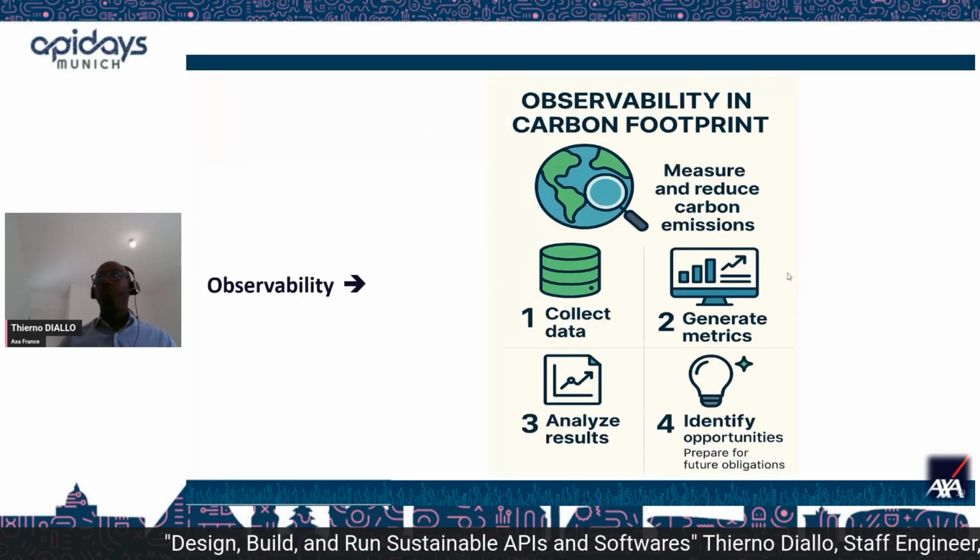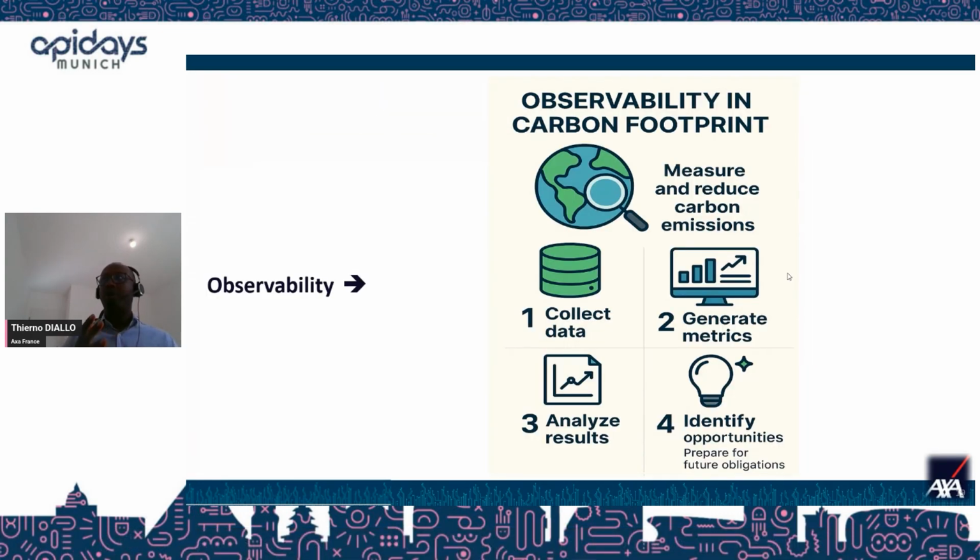And now we need observability and continuous improvement to measure and reduce our carbon emissions, to generate metrics for our top management in order to give them the necessary insight to invest where it matters, to collect data, to analyze the results, to identify future opportunities, and to anticipate regulatory obligations. And observability has a lot of interesting applications.